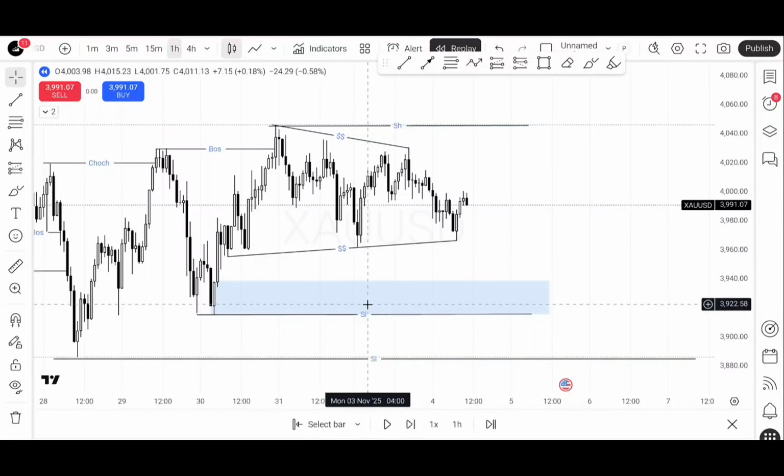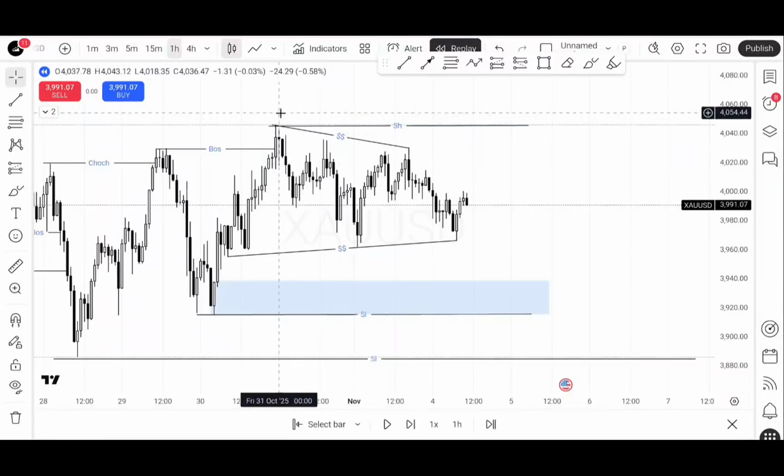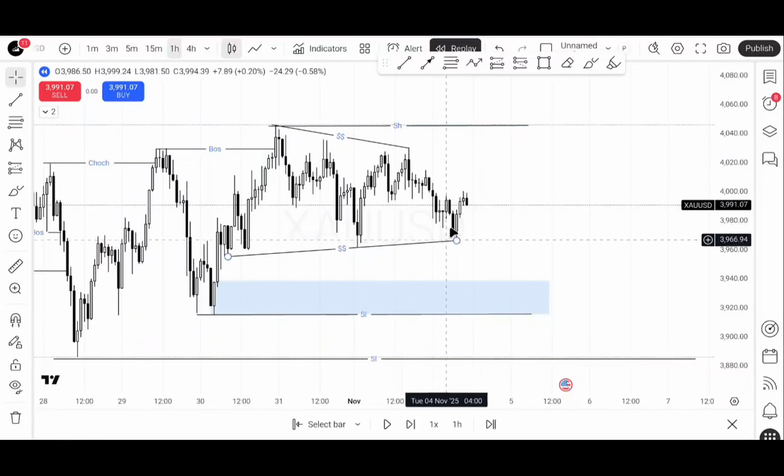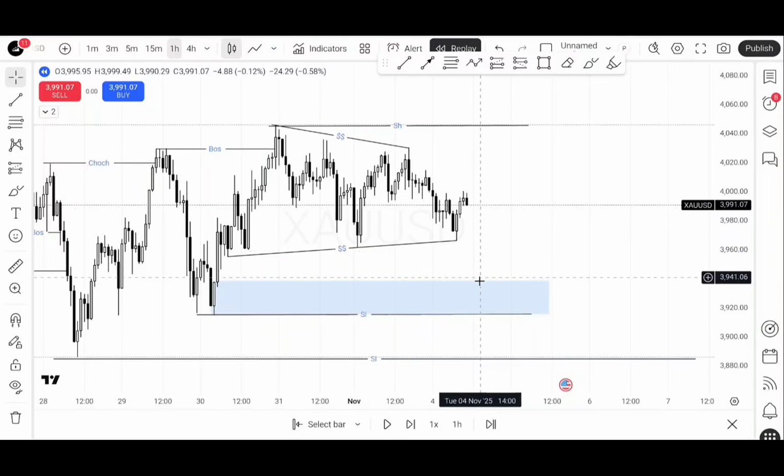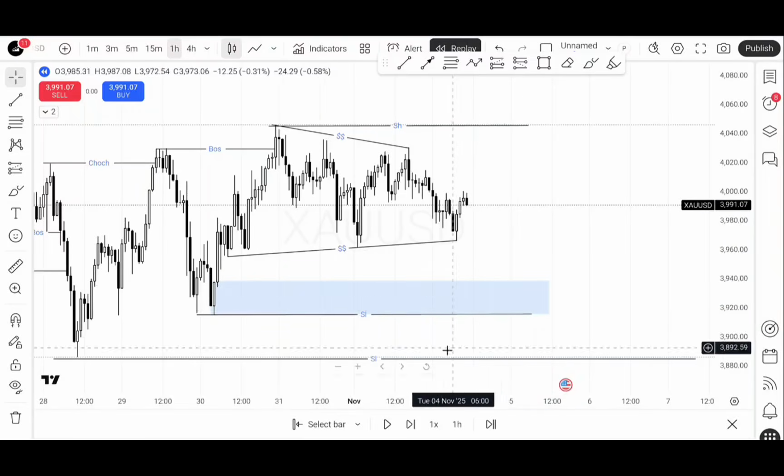After marking out your point of interest, marking out liquidity levels, you are sure of everything, then you now wait for LTC confirmation. Alright, so we are waiting for the market to pull back to this place here and then give us LTC so that we can take a trade. Let's play price.